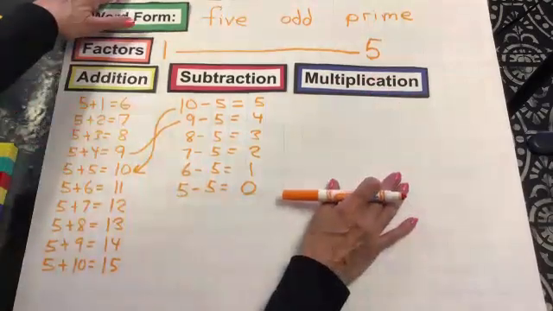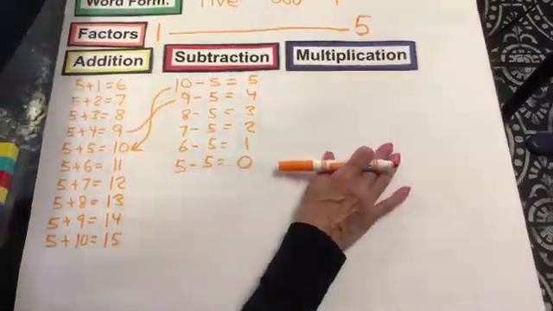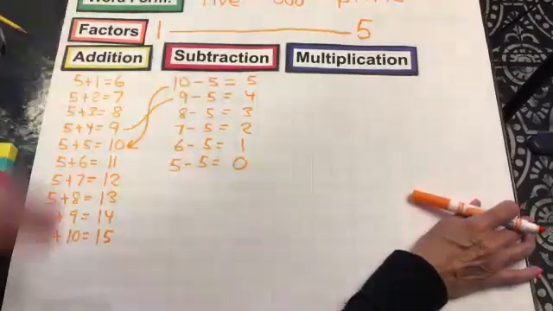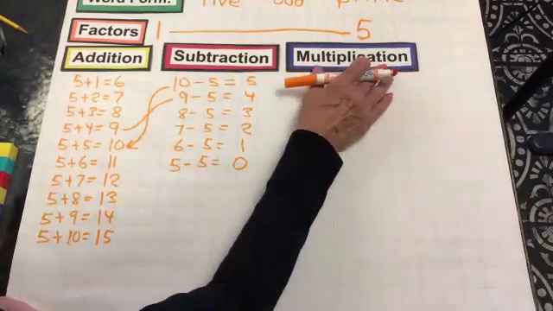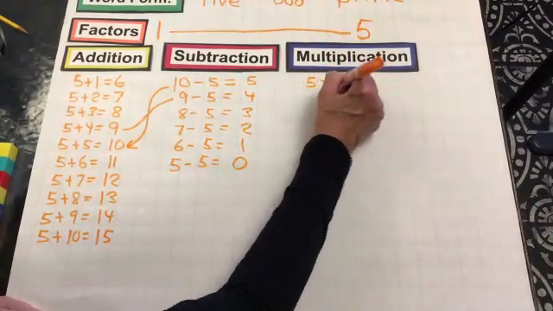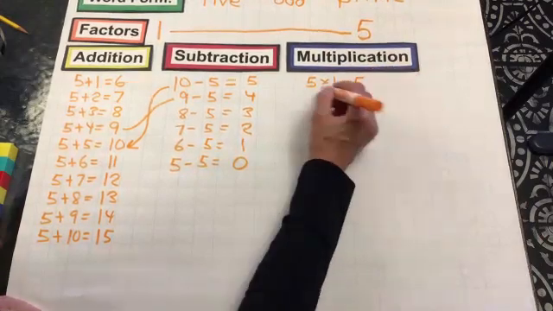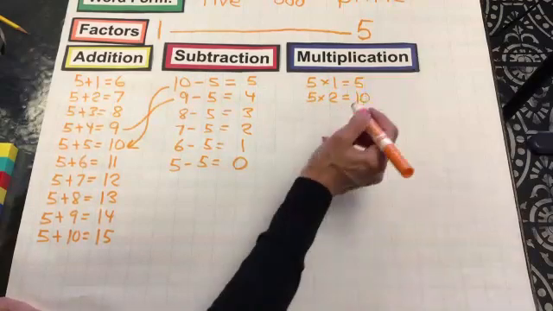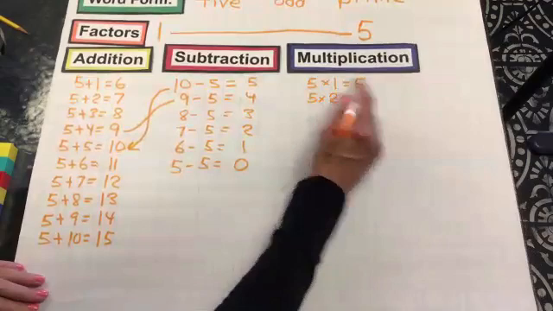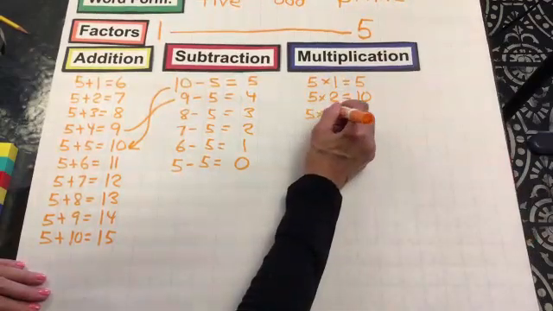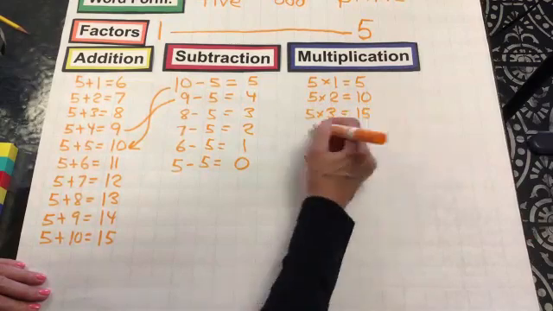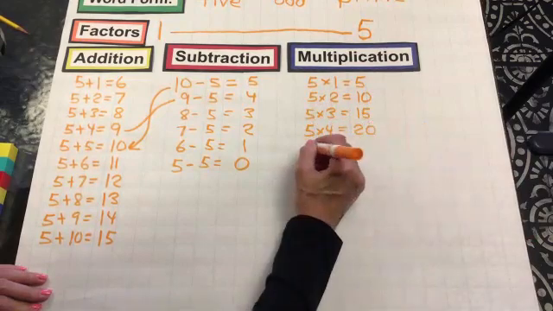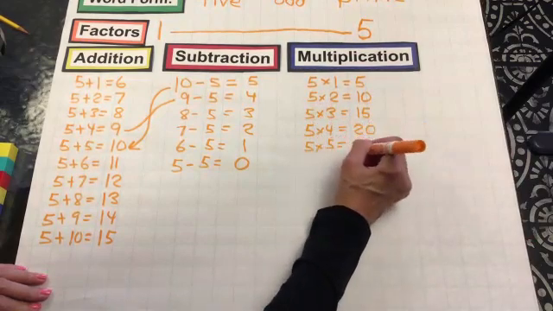And we've talked about different ways to do the multiplication. When we get to bigger numbers, we are going to need to have some problem-solving strategies here. So let's go ahead and do 5 times 1 equals 5. 5 times 2 equals 10. 5 times 3 equals 15. 5 times 4 equals 20. 5 times 5 equals 25.